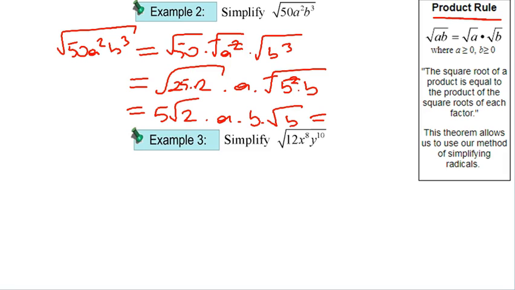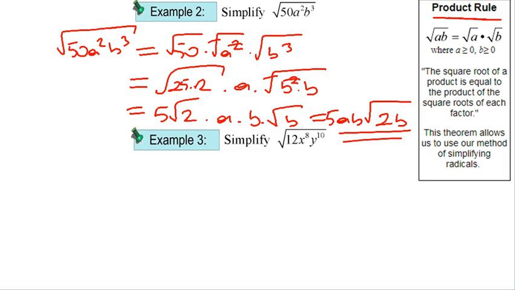Let's put this in the most simplified form. I'm going to multiply the numbers right in front of the square root: 5, a and b, so it's going to be 5ab. Then, applying the product rule, I can rewrite these two square roots under the same square root, so it's going to be 2b. This is the most simplified form.